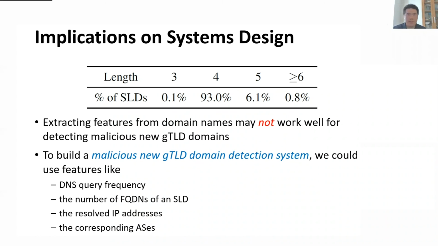We have found that malicious new TLD domains hosted by particular ASs contribute to higher failure rates. Manual inspection further reveals that the length of the second-level domains tends to be short. This table presents the fraction of malicious SLDs of different length. In more traditional or legacy top-level domains, malicious domains are usually long because registering a short domain name will cost too much for an attacker. However, registering short new TLD domains is much easier. Therefore, extracting features from domain names may not work well for detecting malicious new TLD domains. We could use features like DNS query frequency, the number of fully qualified domain names of an SLD, the resolved IP addresses, and the corresponding autonomous systems to build a system for detecting malicious new TLD domains.